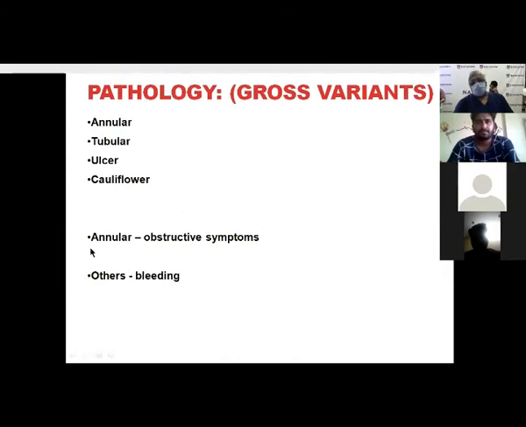Whereas on the left side, they come early because it's a stenotic lesion. If you remember, the left side colon has a narrower diameter compared to the right side and the transverse colon, and the content is solid. So they frequently present with obstructive symptoms. The other complication is bleeding. It can also lead to perforation in some other cases.